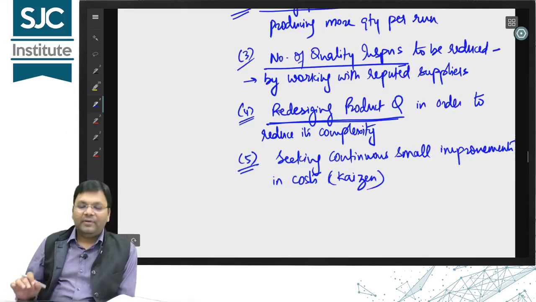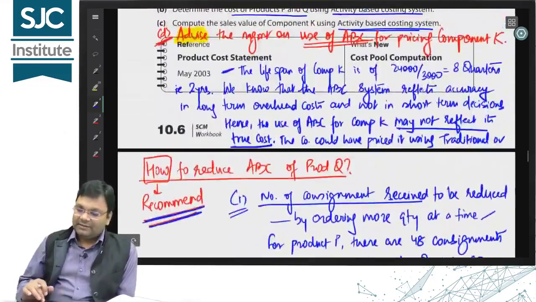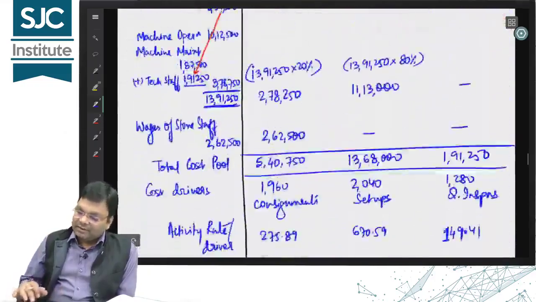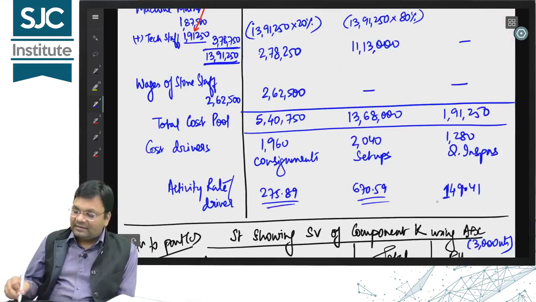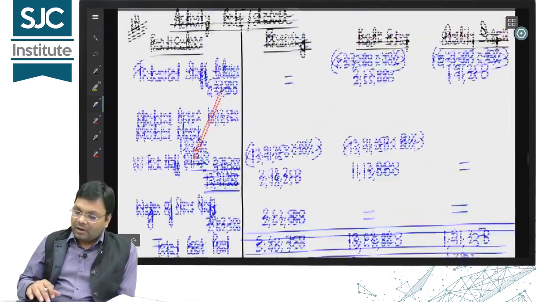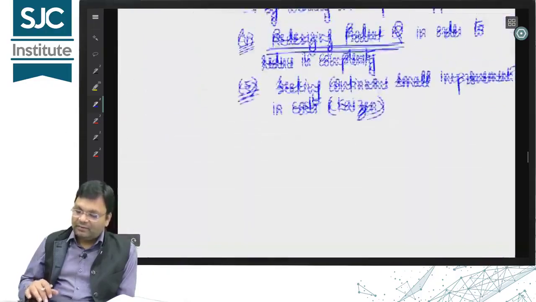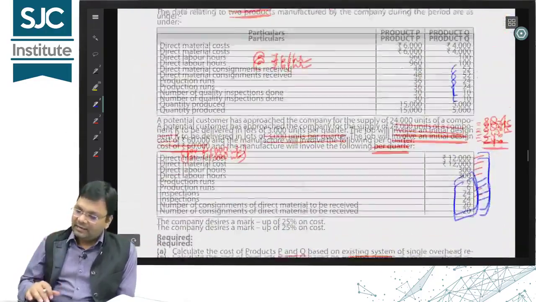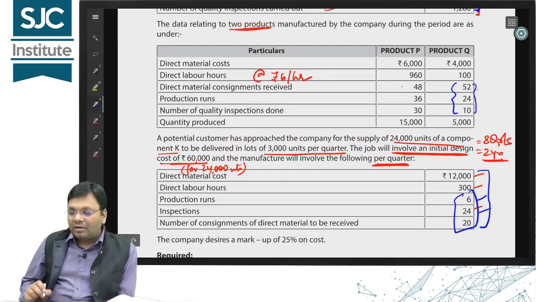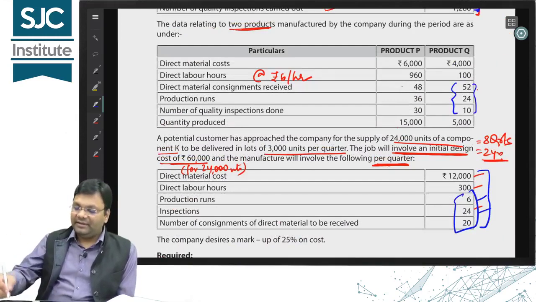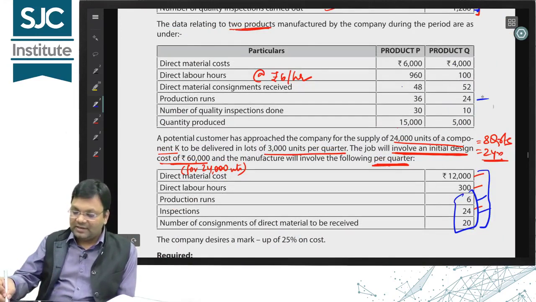Continuous small improvement in cost. Whatever activity-wise rate is there currently, the rates which we calculated to apportion the cost, on this we can seek some continuous improvement. Or we can seek continuous improvement in the volume of the drivers consumed. Maybe not much, but if we can reduce by even one unit, there will be some savings. So let us try that at least one unit can be saved.